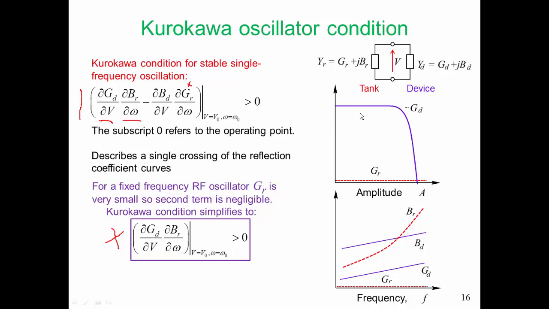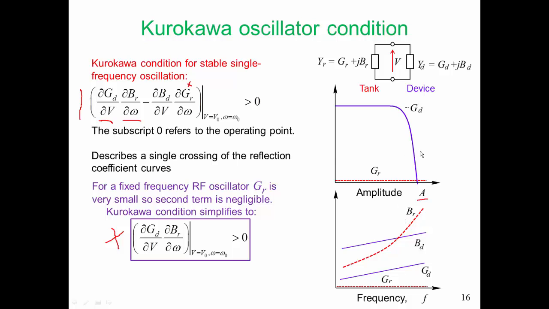So in the top curve here, we have GD with respect to amplitude. There's our amplitude there, that is our voltage. We have the conductance of the active device, in fact it's the negative conductance of the active device, falls off as the amplitude increases, and GR is very small. And we have to have a variation of BR with respect to frequency.